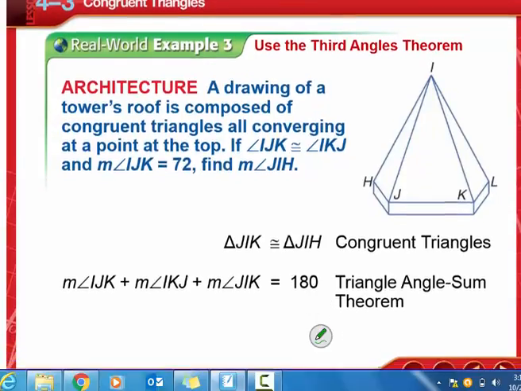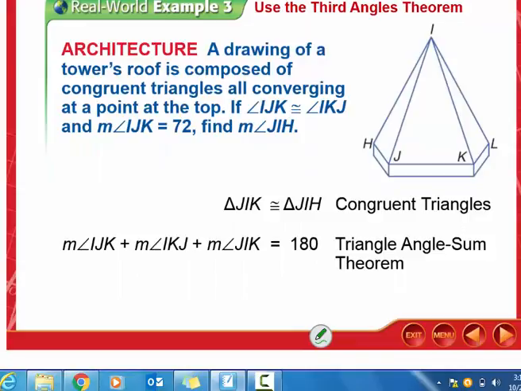All right, so here I have a drawing of a tower's roof. It's composed of congruent triangles, all converging at a point at the top. I'm told that angle IJK, so this angle right here, is congruent to angle IKJ. So the first thing that I know, just based off of what I know from triangles, is that this is isosceles. It's not really important, but it's good to know. I know that the measure of angle IJK is 72 degrees. And because IJK is congruent to IKJ, this also has a measure of 72 degrees.